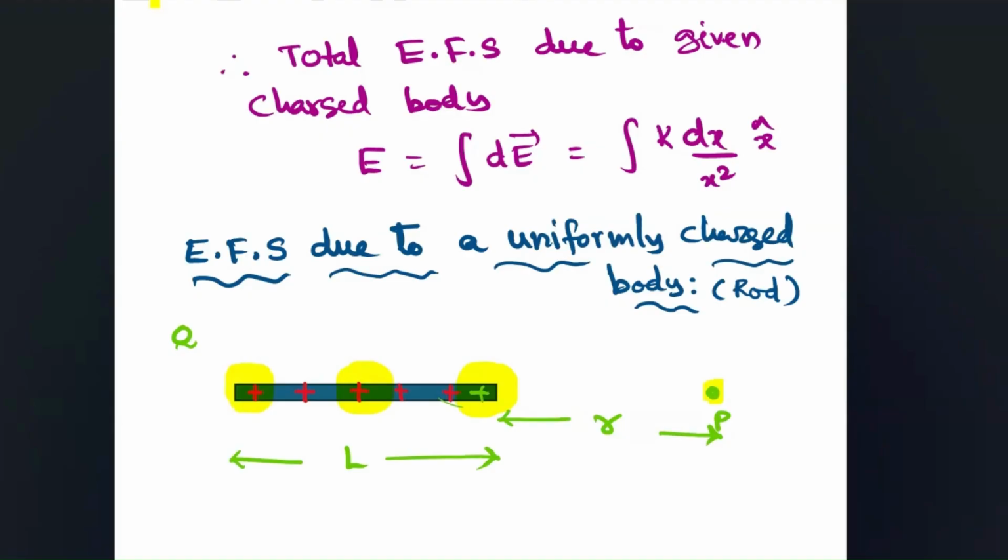At what distance is it from P? The point P is at a distance R from the first end of the rod, and P is at a distance R plus L from the end region. Therefore, you simply cannot take E equal to K into Q by R square.